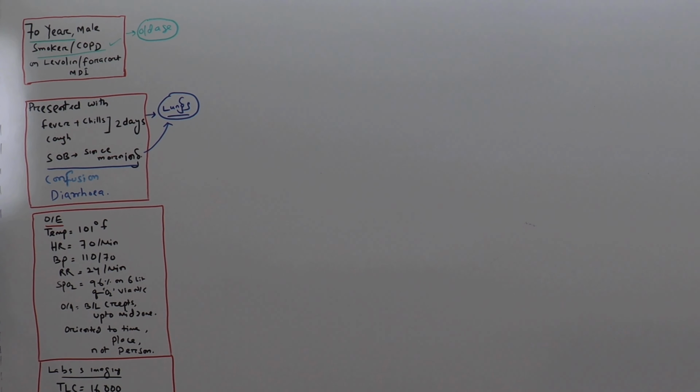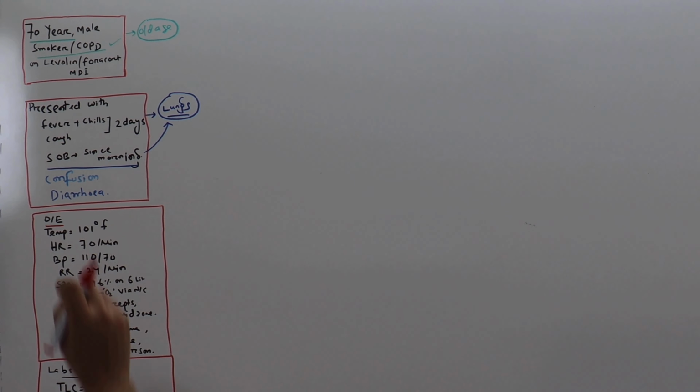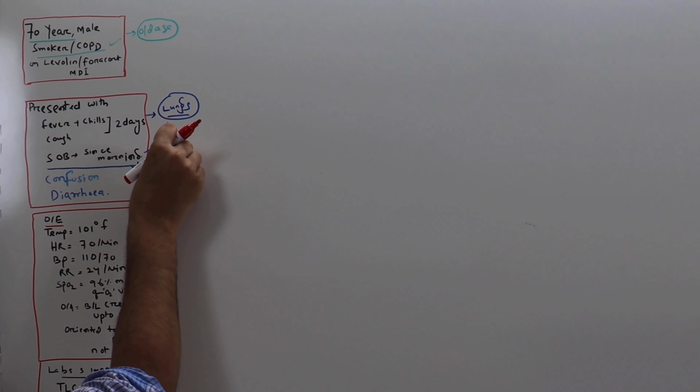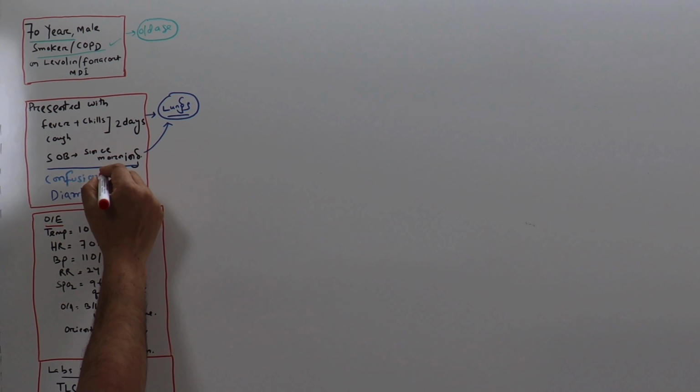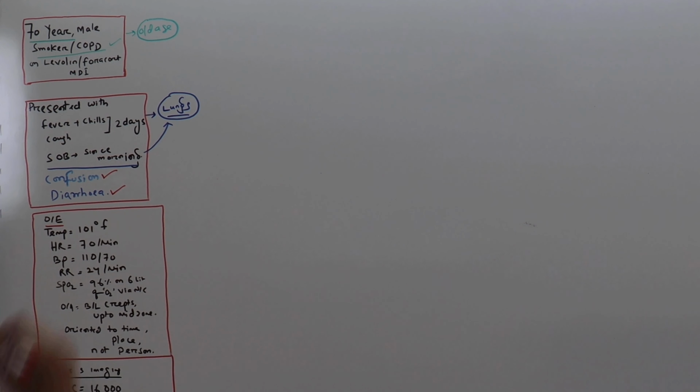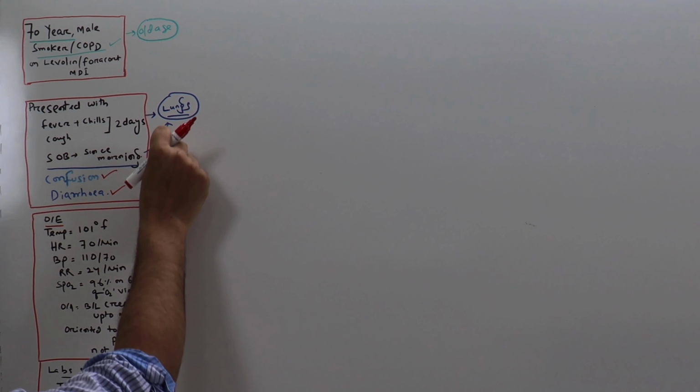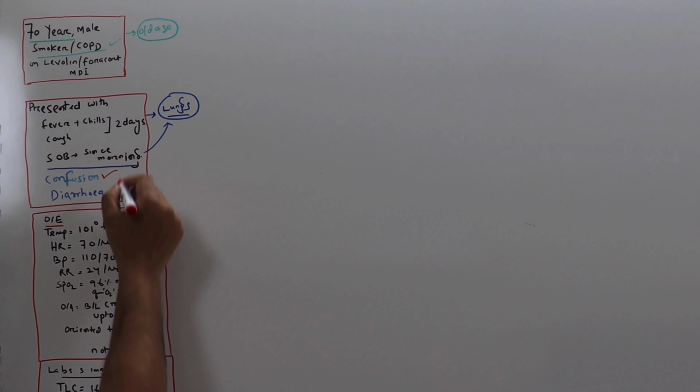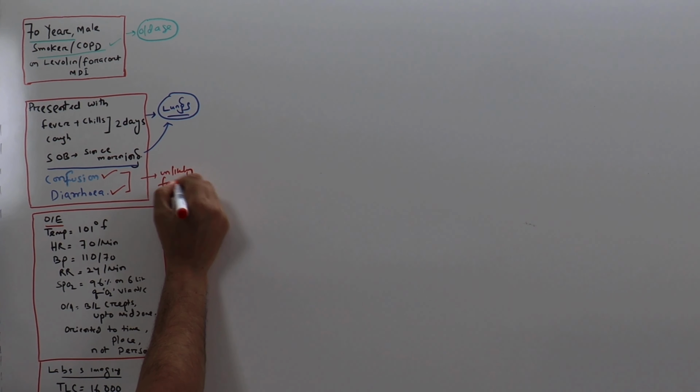But the important thing here is that although we can pinpoint our infection to the lungs, the patient also had confusion and diarrhea, which is unlikely in a patient who is having a lung infection. So these are unlikely for a lung infection.